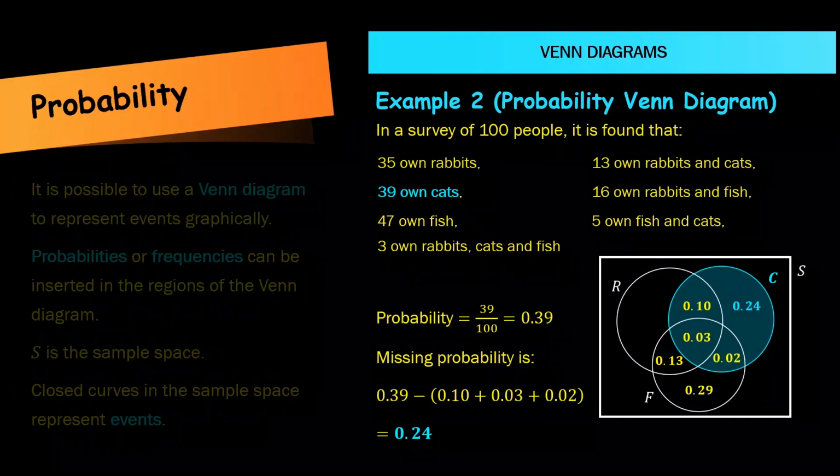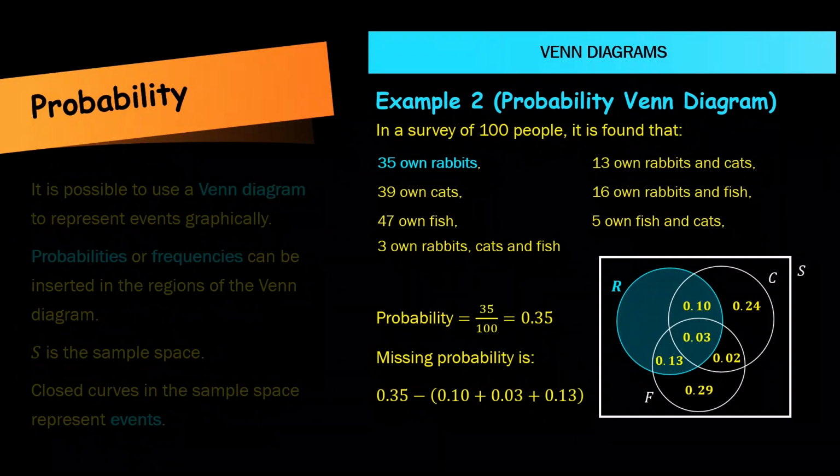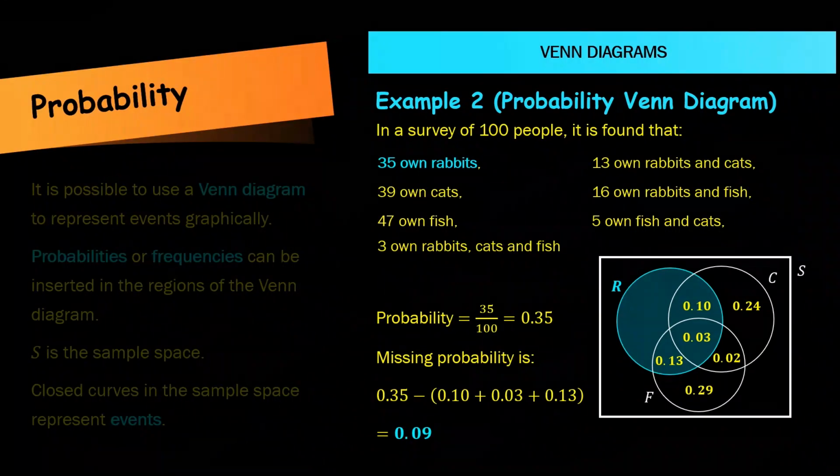Now for the rabbits. There are 35 people who own rabbits. So the probability that somebody owns a rabbit is 0.35, and therefore the missing probability in the shaded circle is 0.35 minus the sum of the other probabilities, which is this. And calculating this gives us 0.09. So we enter 0.09 in the circle as shown.